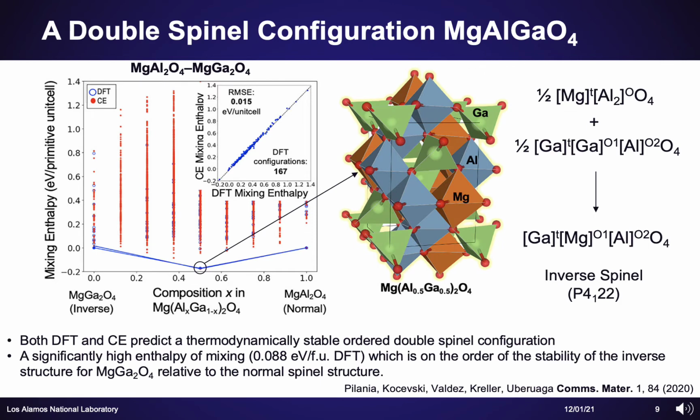More excitingly, for the magnesium aluminate, magnesium gallate case, we predict a special configuration reached by equimolar mixing of the two single spinel compositions. This composition has a significantly negative enthalpy of mixing, which is on the order of the stability of the inverse structure of magnesium gallate relative to the normal spinel structure. Interestingly, this is the only compound that appears on the convex hull for the entire range of compositions and has the same space group as that of the inverse spinel structure.